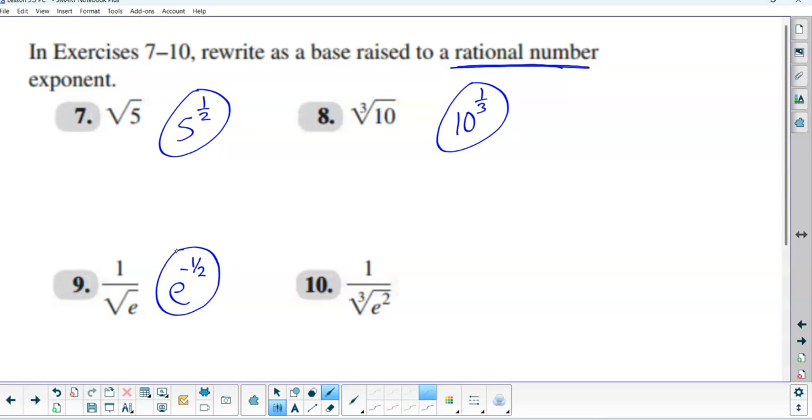Number 10 also has that e, the 3rd root of e squared in the bottom of a fraction. So we're going to have this with a negative exponent. And since it's underneath a 3rd root, we have to have a 1/3, but since it's squared, it's got to be 2/3. And of course, it's negative because it's on the bottom.